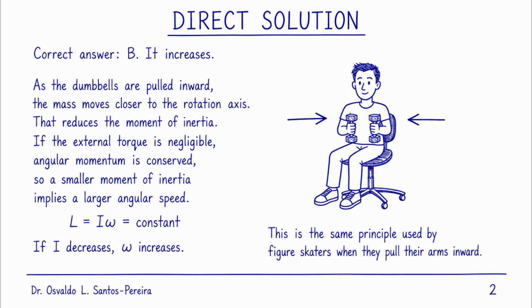The same effect can be observed when figure skaters pull their arms inward during a spin. By concentrating their mass closer to the rotation axis, they rotate more rapidly.